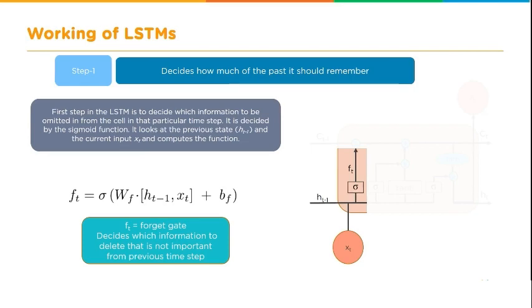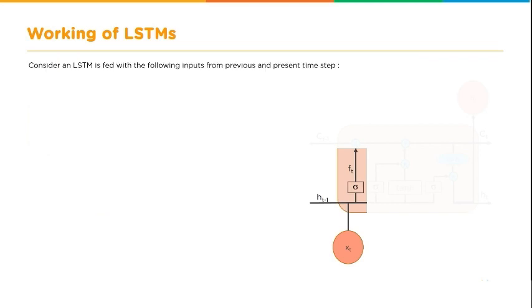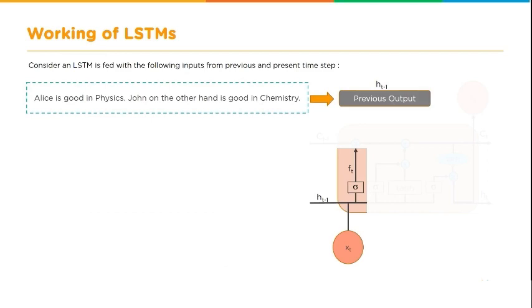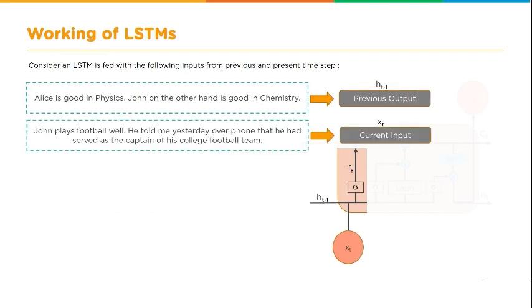So f of t equals the forget gate, which decides which information to delete that is not important from the previous time step. Consider an LSTM fed with the following inputs from the previous and present time step. Alice is good in physics. John, on the other hand, is good in chemistry. So, previous output: John plays football well. He told me yesterday over the phone that he had served as a captain of his college football team.